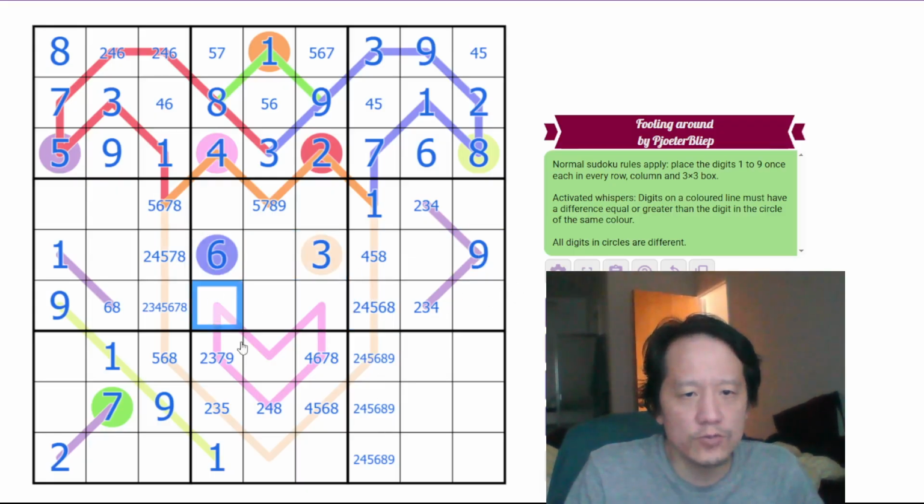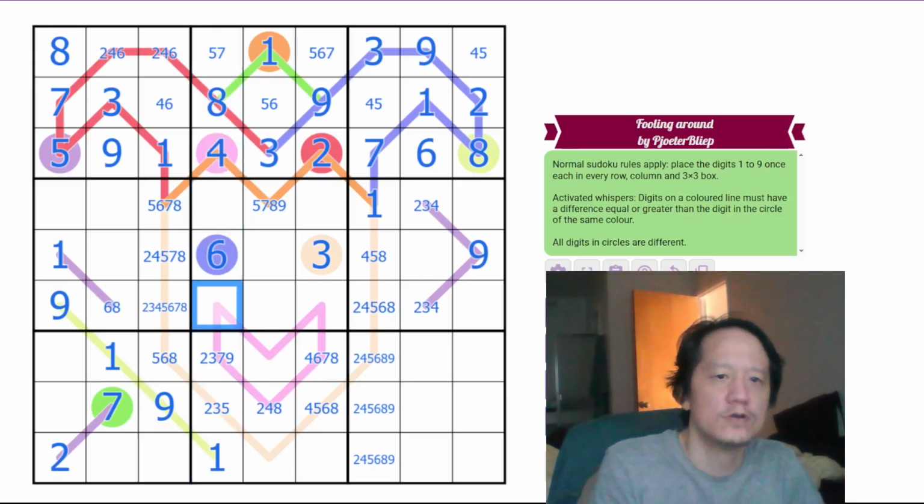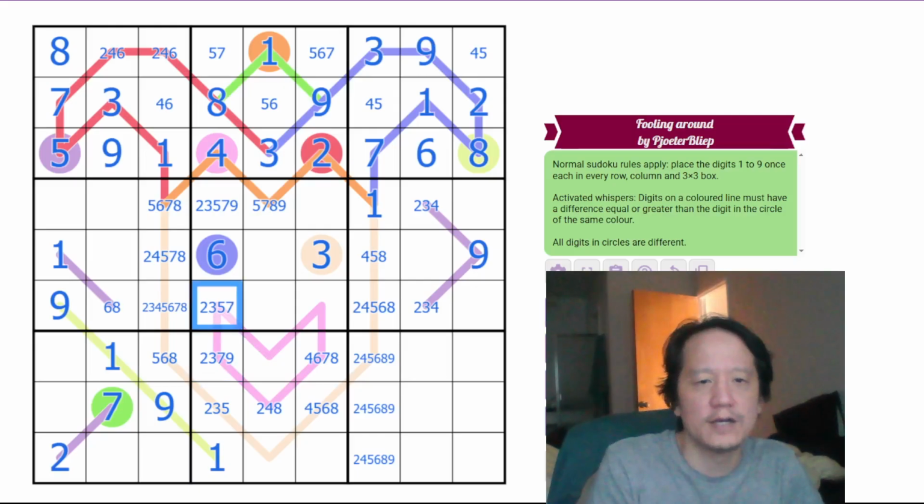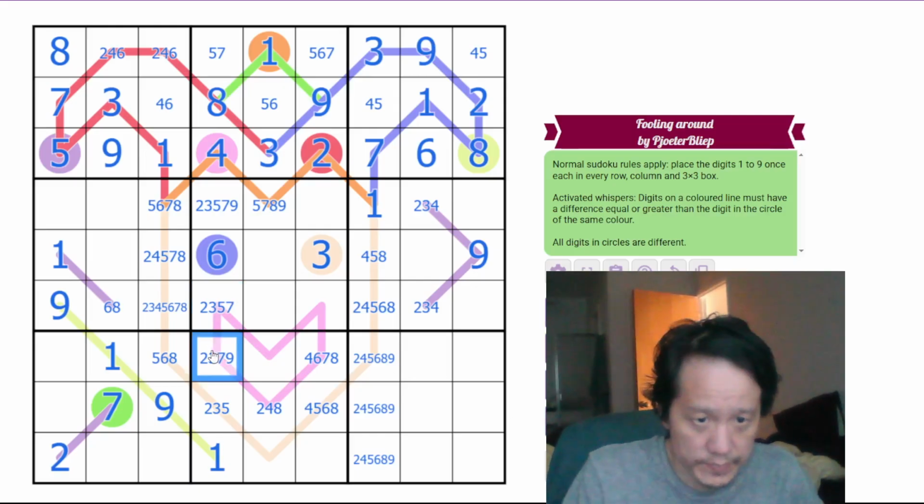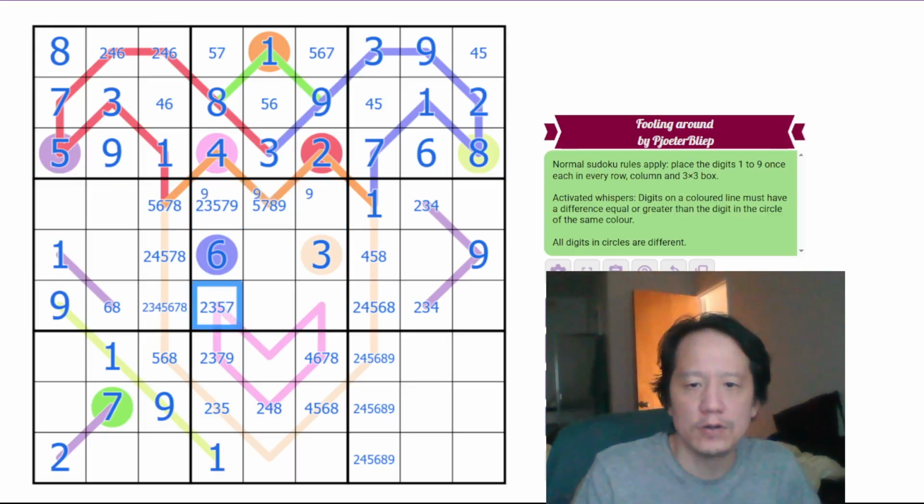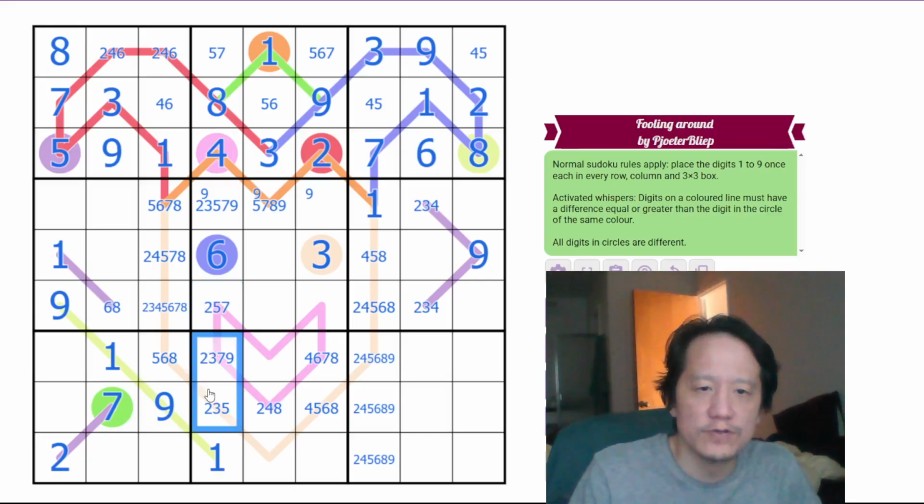9 is here. What digits can be here? What are the remaining digits in column 4? We have 2, 3, 5, 7, 9. And 2, 3, 5, 7, 9. So 9 cannot be here. Oh, that's interesting. If this is 5, this could be 9. So 9 has to be one of these 3 digits here. 3 cannot be here. 3 has to be one of these 2 digits here.